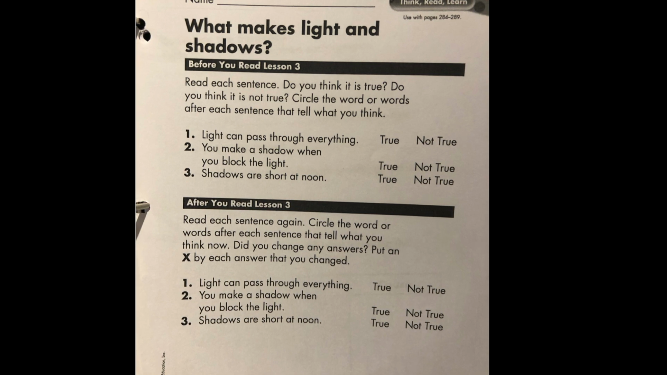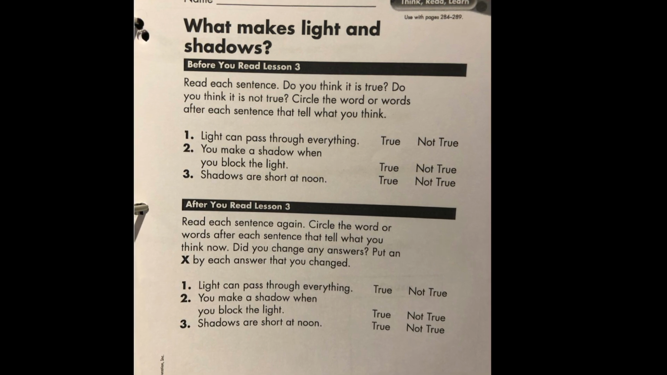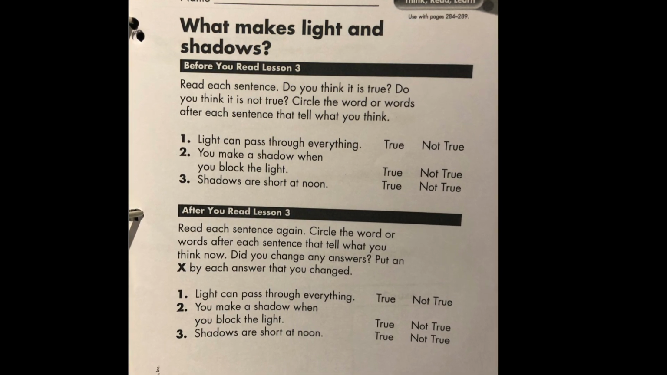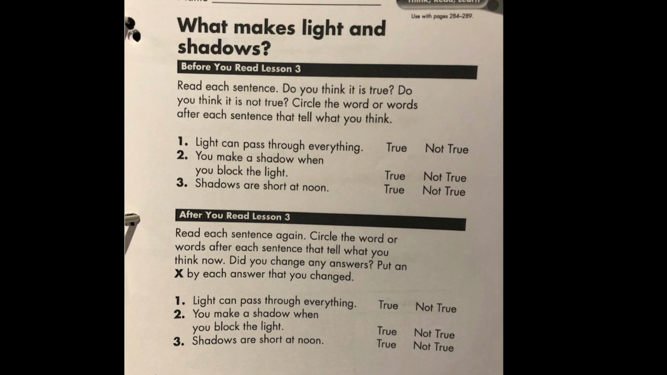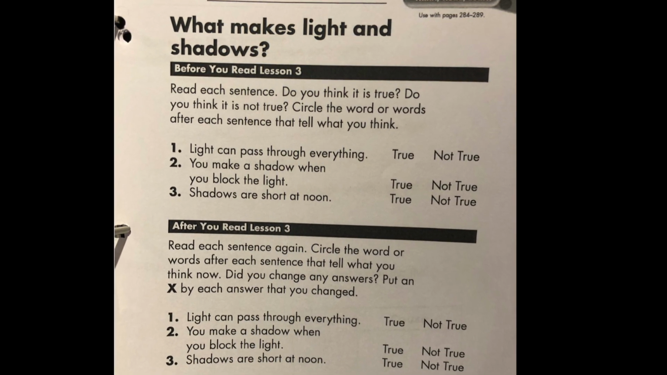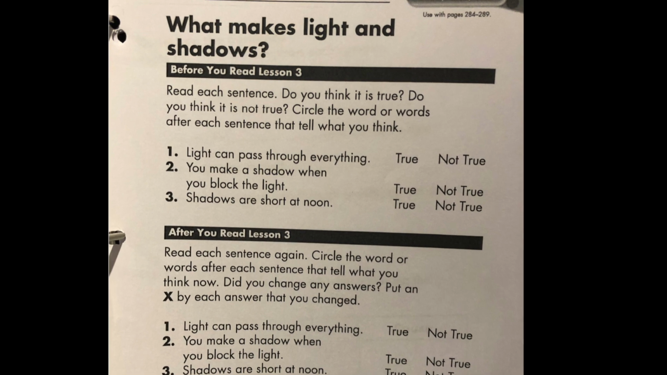So we're doing this sheet that says, what makes light and shadows? We're going to be answering the first 3 questions. It says, read each sentence. Do you think it's true? Do you think it's not true? Circle the word or words after each sentence that tell what you think.